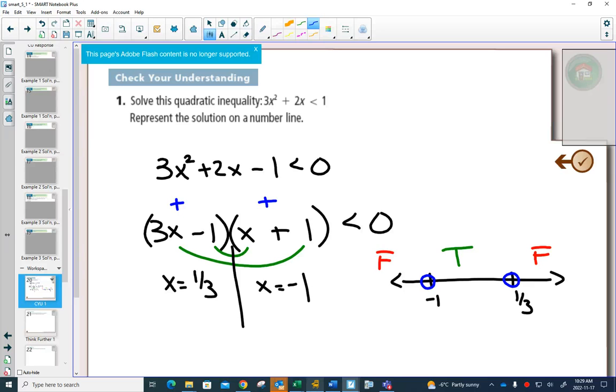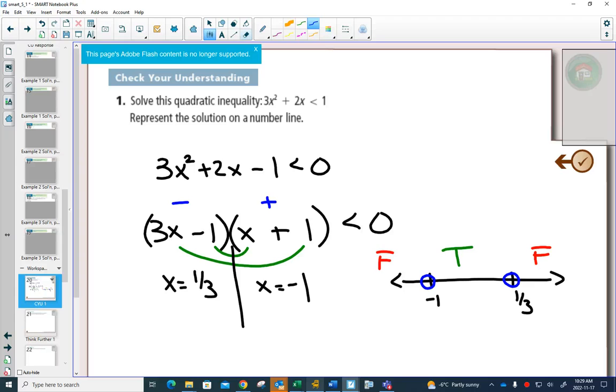Watch what happens when I plug in 0. This part would be positive when I plug in 0. This part would be negative when I plug in 0. A negative times a positive will be a negative number. Is a negative number less than 0? Yes. That would tell me that section is true. So we can also use the factored form and use mental math, just thinking with positive and negative numbers as a shortcut.